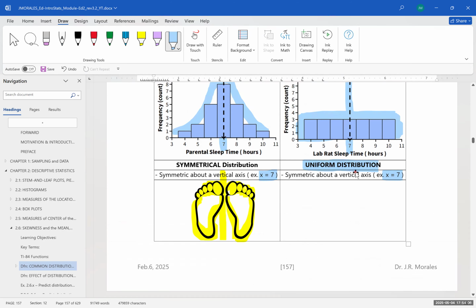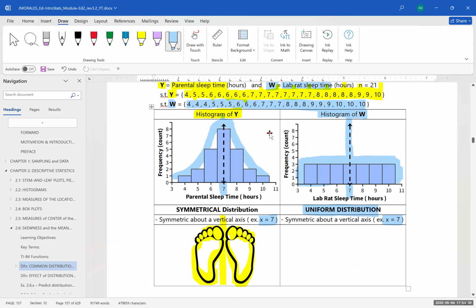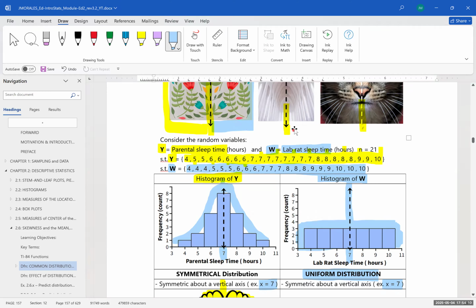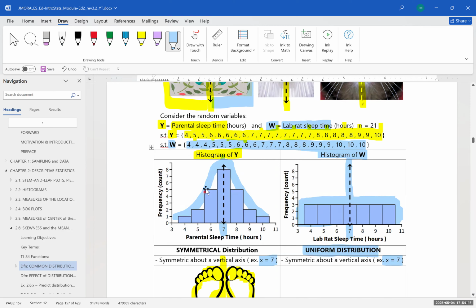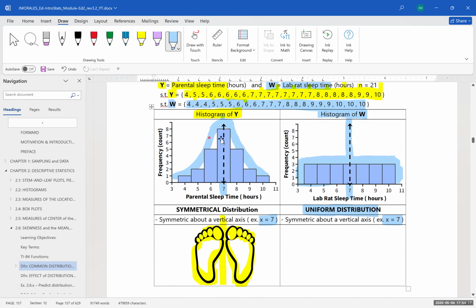So I think that pretty much defines what we mean by symmetry, how you have a line of symmetry, and how that translates to statistics, where I've got two examples of symmetrical distributions. One is called a normal distribution, and another is called a uniform distribution.